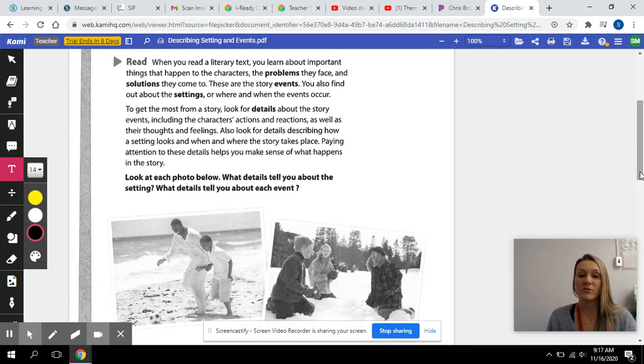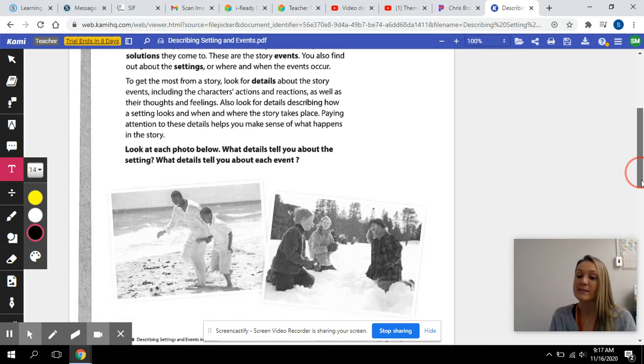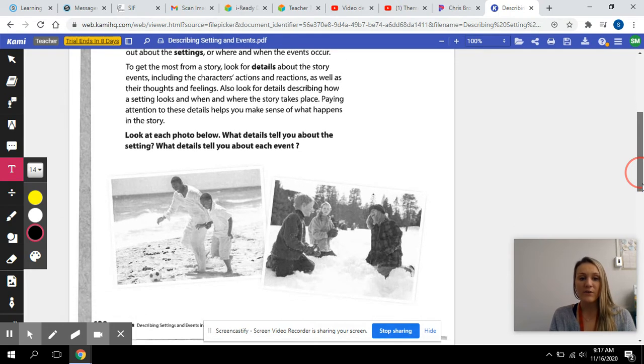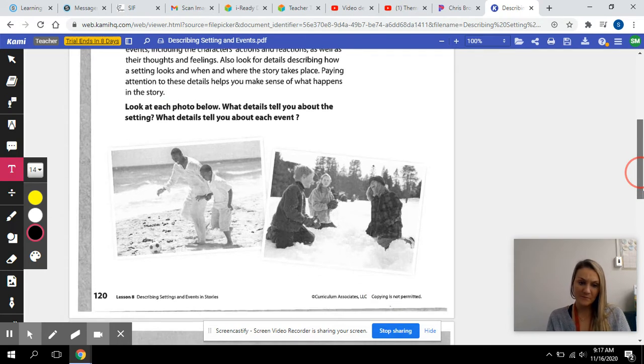To get the most from a story, look for details about the story events, including the characters' actions and reactions, as well as their thoughts and feelings, which we did work on last week. Also, look for details describing how a setting looks and when and where the story takes place. Paying attention to these details helps you make sense of what happens in the story. Look at each photo below. Which details tell you about this setting? Which details tell you about each event?